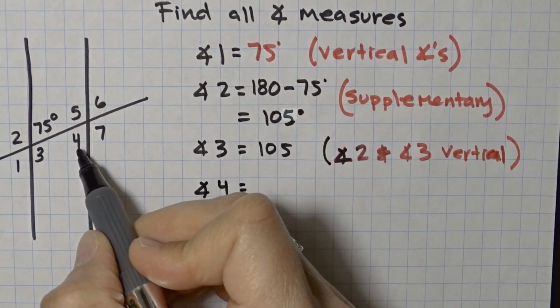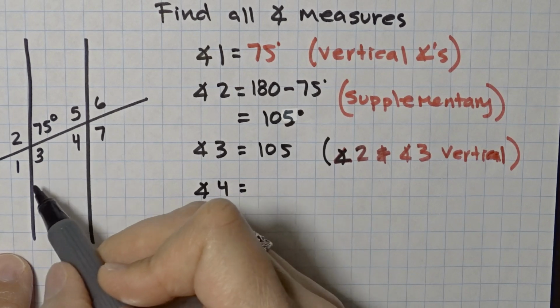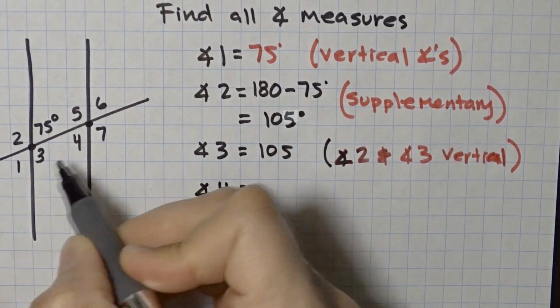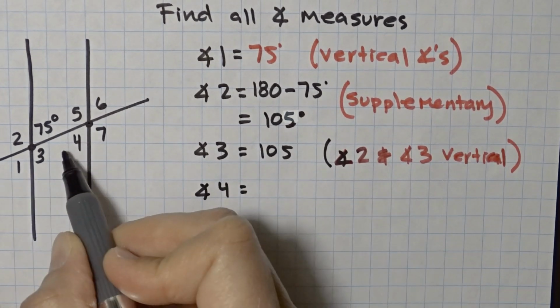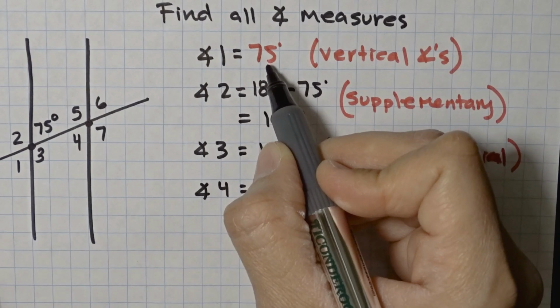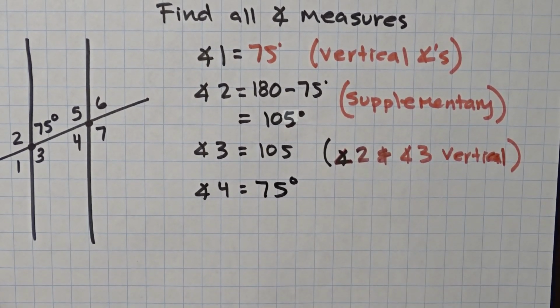And number 4, angle 4 is corresponding to angle 1, right? Corresponding angles, meaning they're in the same position. 1 is in the lower left corner, 4 is in the lower left corner. So I know for sure these are going to be the exact same size. Do I know angle 1? Yes, I do. 75 degrees. So this one's going to be 75 degrees.